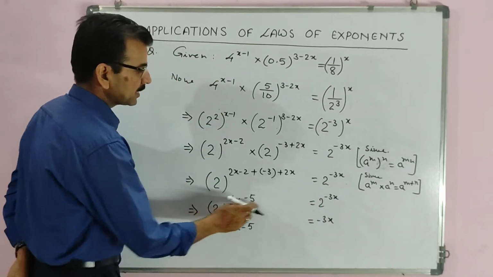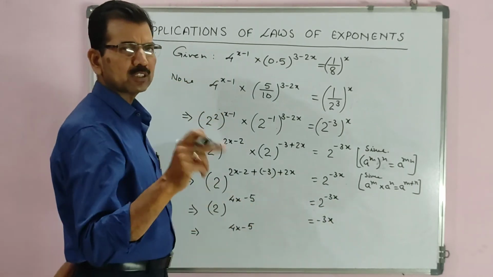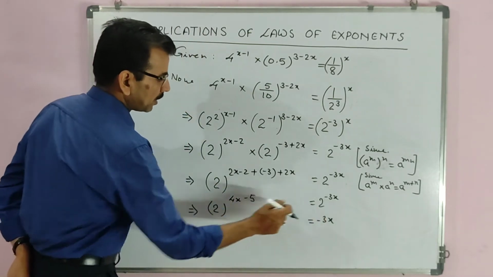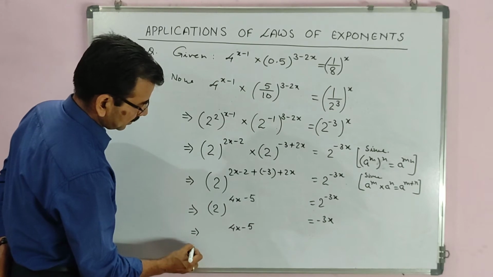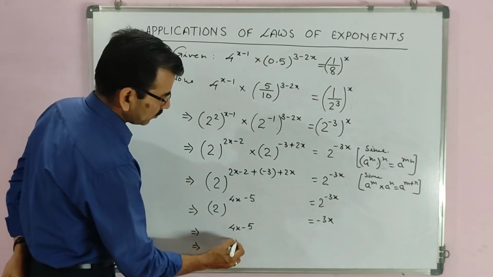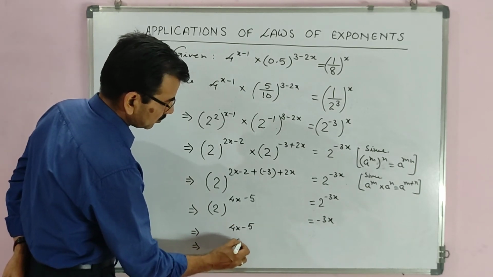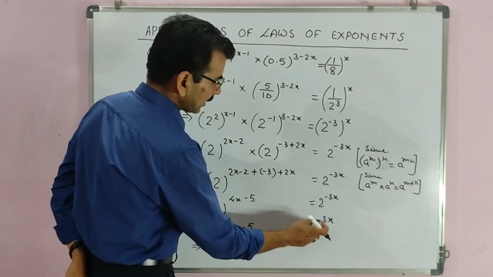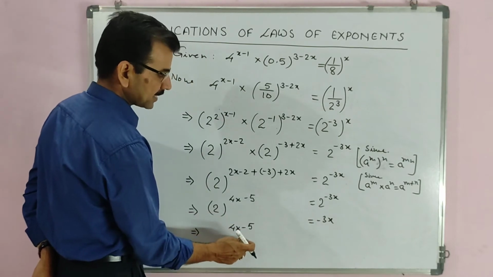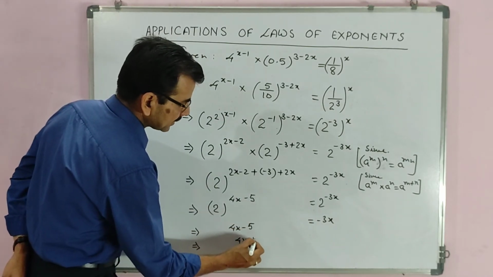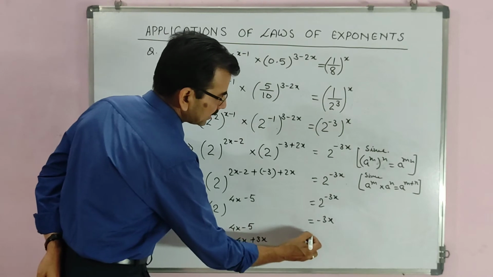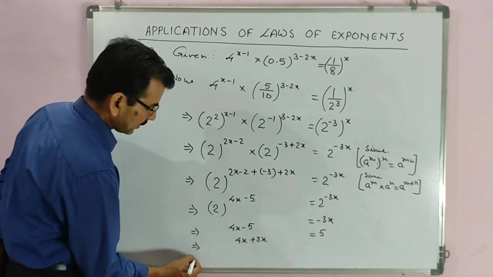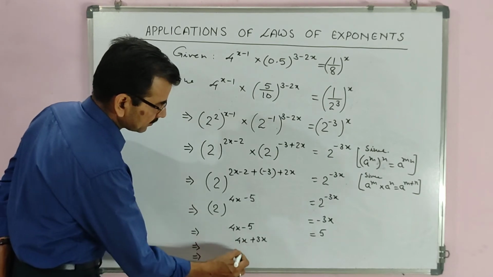Okay, both the bases cancelled. It is understood. If you don't show the cancellation, it is also understood. You can write directly the powers equal here, or we write here 4x equal to minus 5 we transpose to this side, and minus 3x you take this side. So plus 3x and minus 5 will become plus 5. Okay, go for next step.